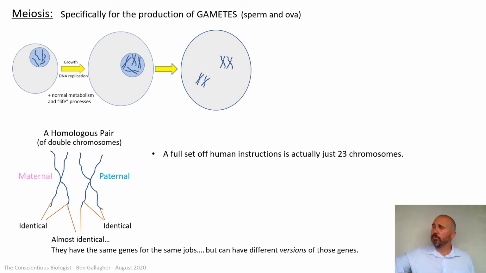So my dad gave me 23, a full set of human instructions carrying every gene for every protein that's needed for making a human. My mum also gave me 23, covering every gene for every protein that's needed for making a human.